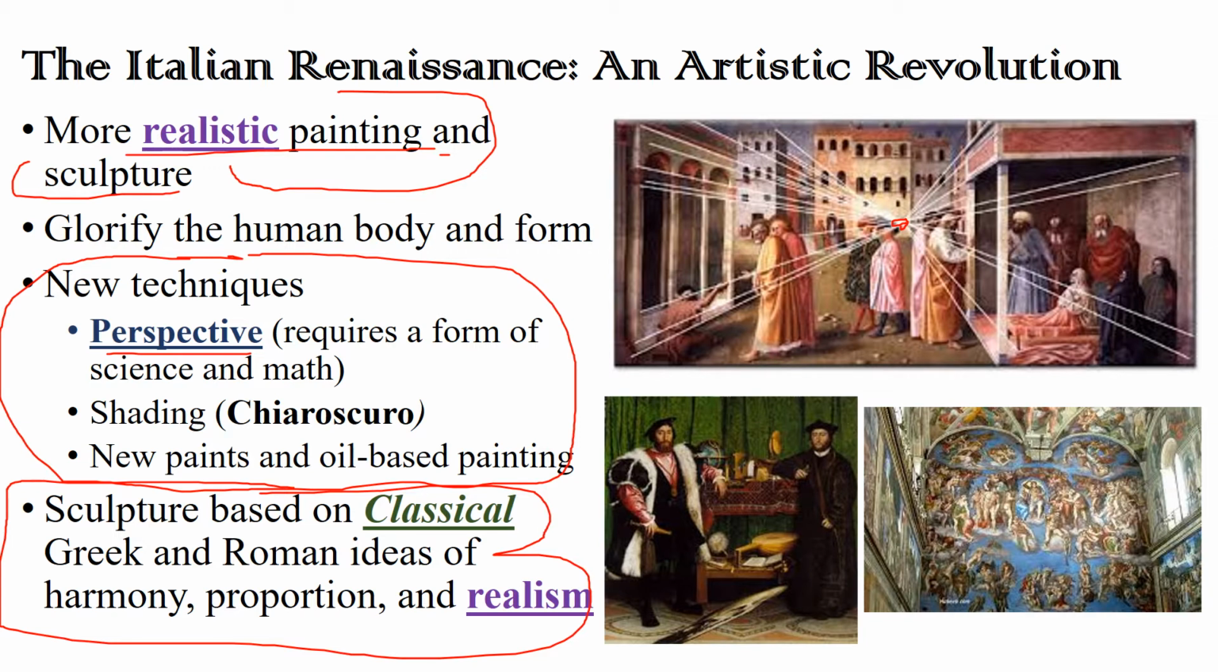They used new types of paints and oil-based painting that allowed them to paint with greater depth and precision, different colors and blending colors, as well as more permanence to the artwork. And so all of these lead to these new artistic forms that are then highly sought after by patrons, or people who paid for these paintings and sculptures.